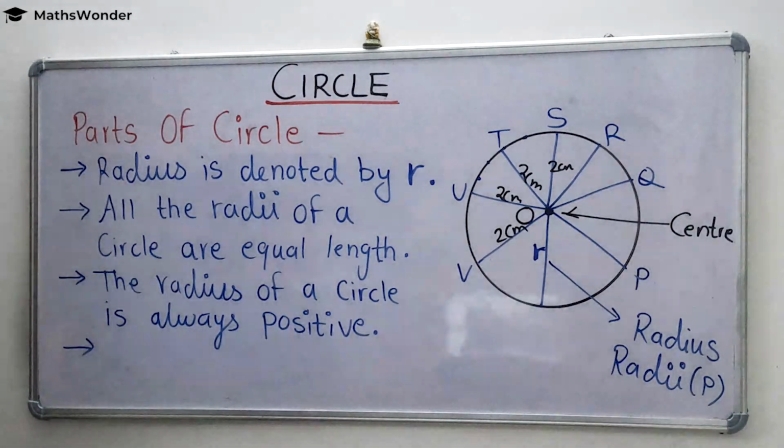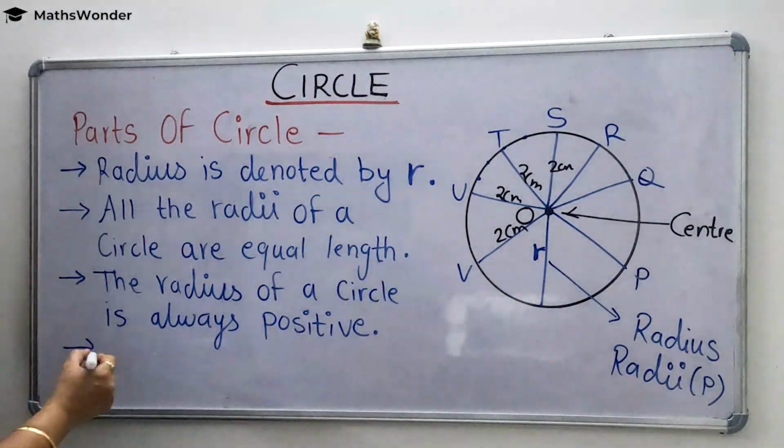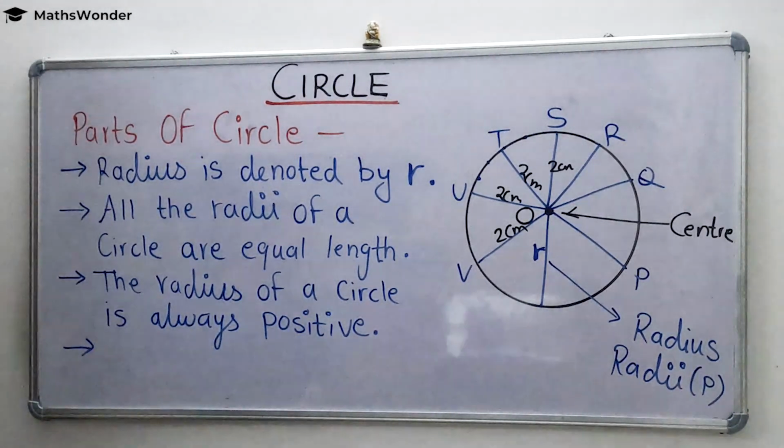And one more important property: the center of the circle does not lie on the circle. It is always inside the circle. Also remember, radius is used for the singular and radii for the plural. Wait, you said the center of a circle never lies on the circle? Yes, yes.